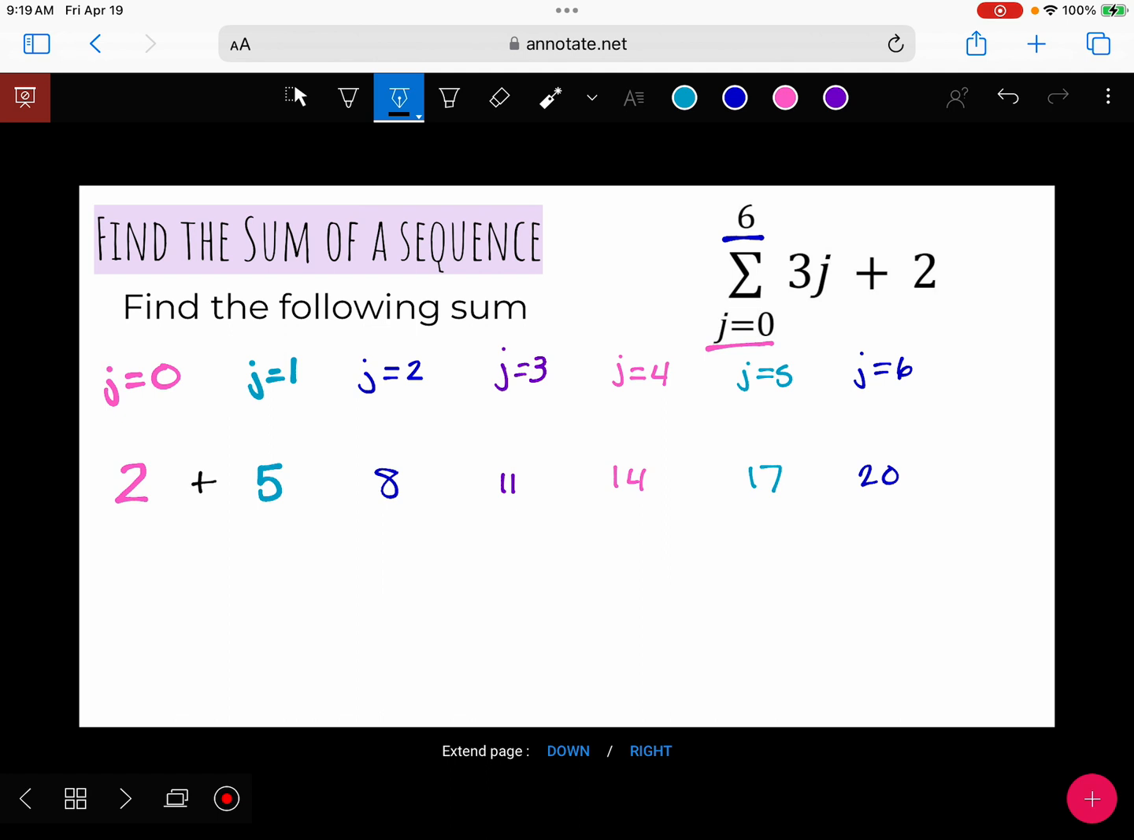So we're going to need to sum these up. Add them all together. 2 plus 5 plus 8 plus 11 plus 14 plus 17 plus 20. Whew. What do we get as the total for our sum? We're going to have 77 as our total.